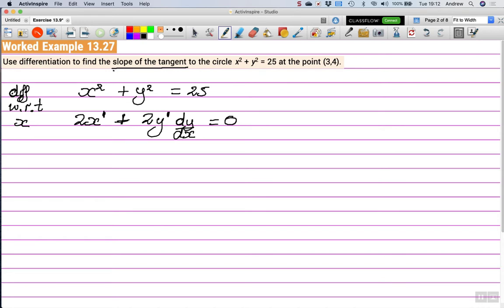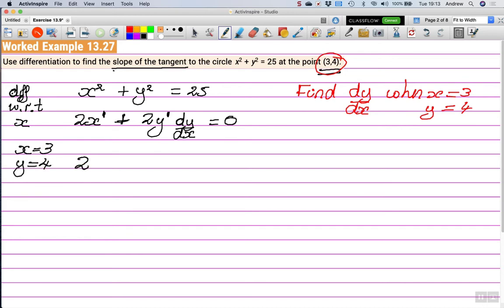Now the next thing is, it says find the slope of the tangent to the curve. That means find dy/dx at the point (3, 4). So what they've told us to do is to find dy/dx when x equals 3 and when y is equal to 4. That could be in your head, you don't have to write it down, but you can write it down if you want. So over here, what do I now know? I know that x is equal to 3 when y is equal to 4.